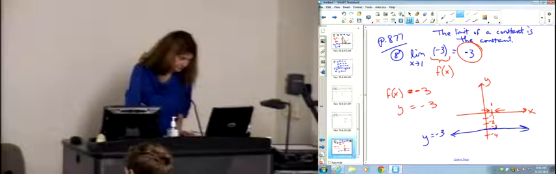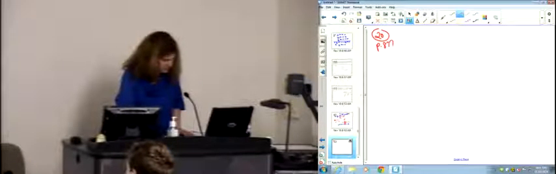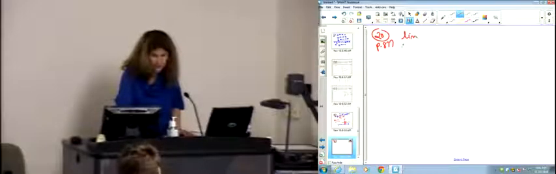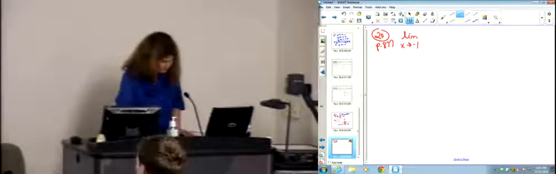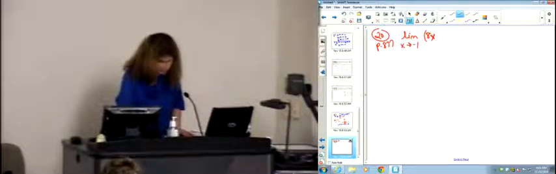And then another one over on this page that you might plug into. I used this one in yesterday's class, and they wanted to use a calculator. You don't need a calculator for this. x is approaching -1. Here's the function.